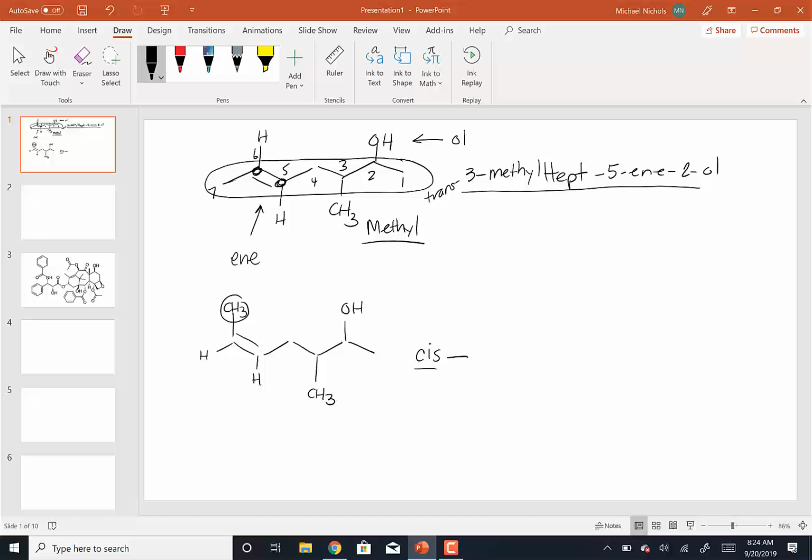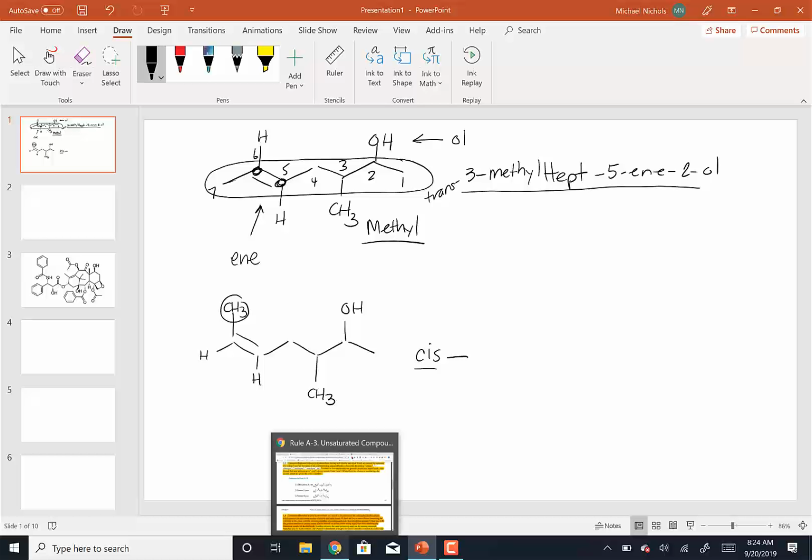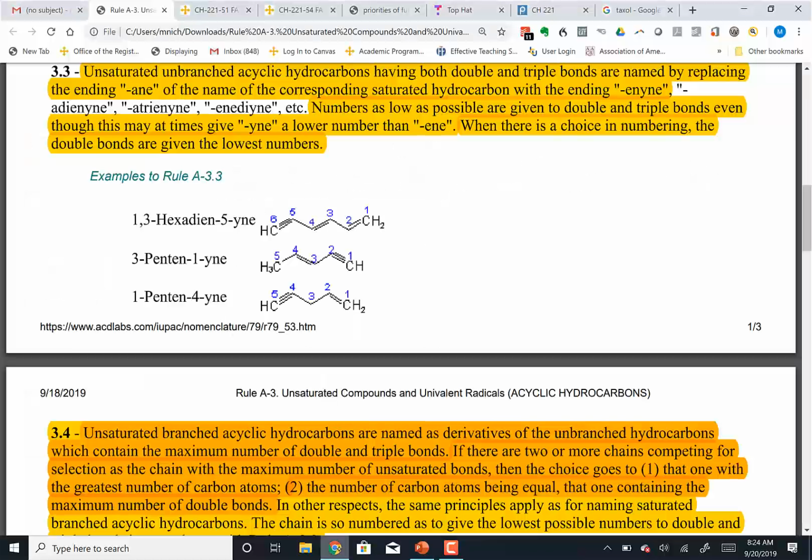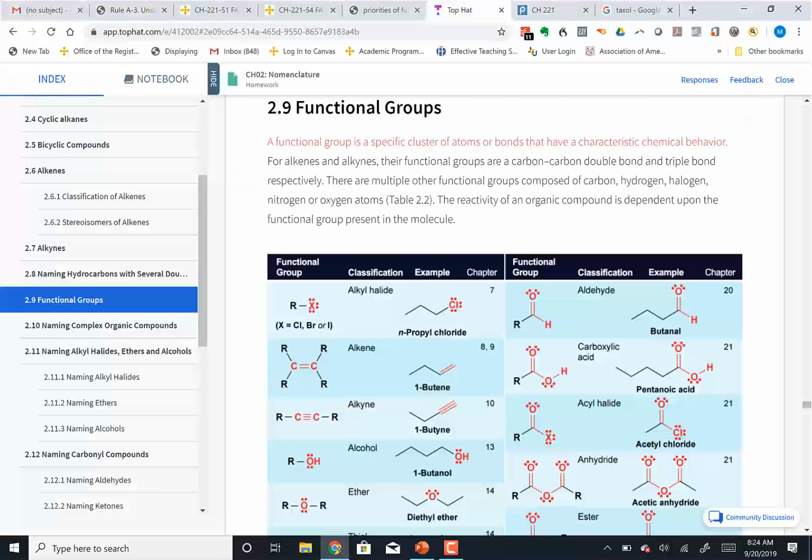Okay. So the new functional groups for today, if I go to Top Hat here, were alkyl halides, ethers, and alcohols. In the chart, only the alcohols have a higher priority than the double and triple bonds. Actually, everything else has a lower priority.